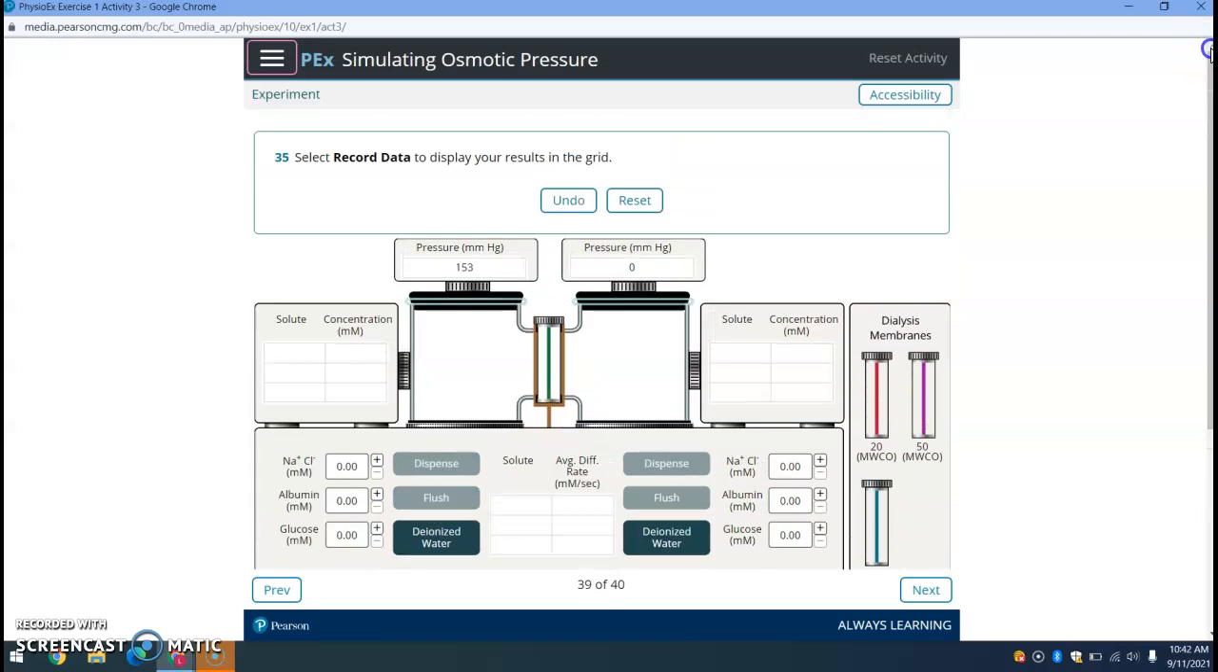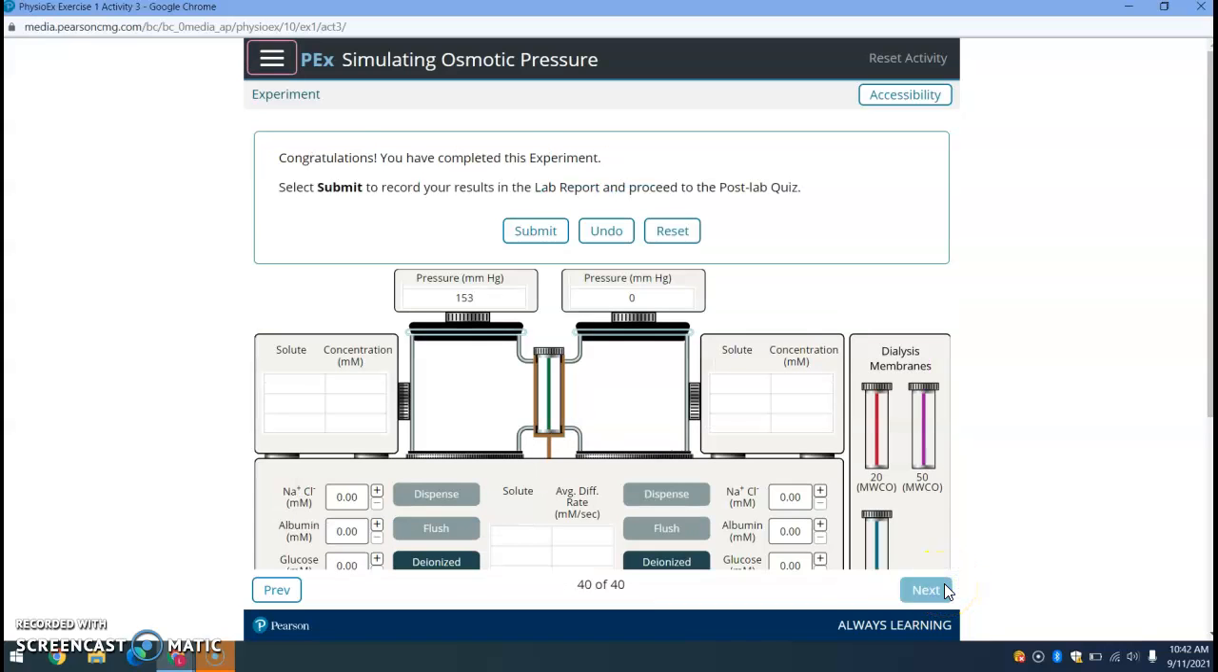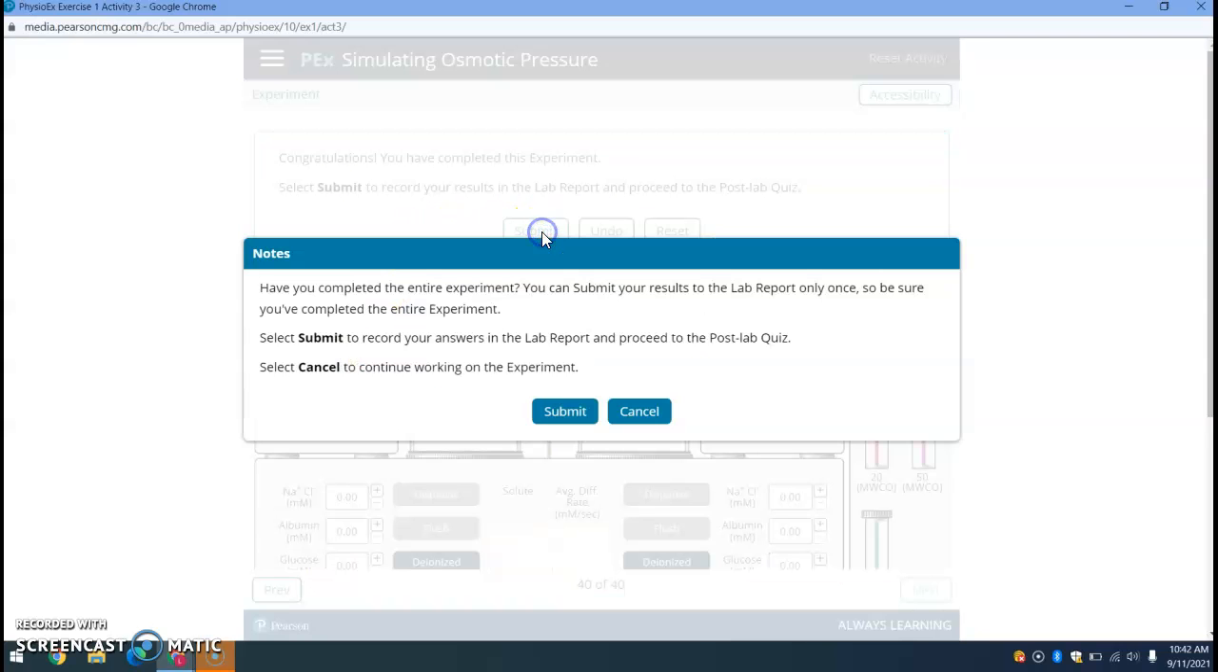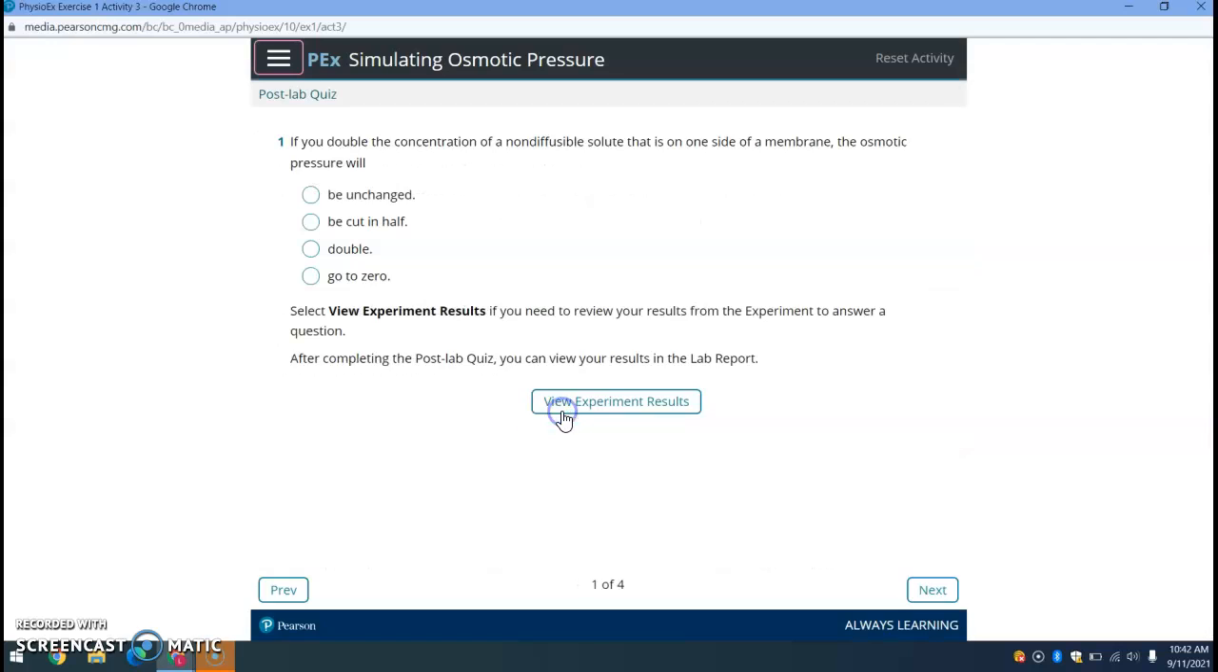So 39 says, congratulations, you have completed the experiment. Submit your results to the lab report and proceed to the post-lab quiz. All right, and then post-lab, and notice that when we were back on the assignment in Mastering A&P, we clicked on the pre-lab quiz and it has taken us through everything. So it's taking us to the post-lab quiz, and it should also take us to the essay questions.